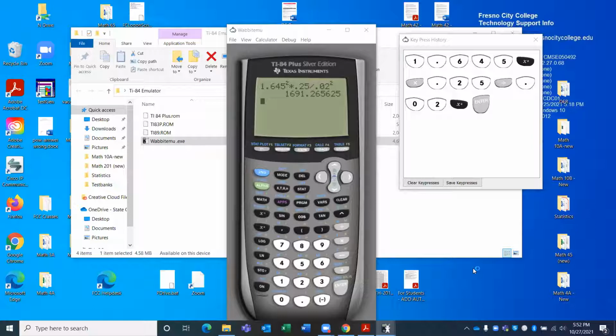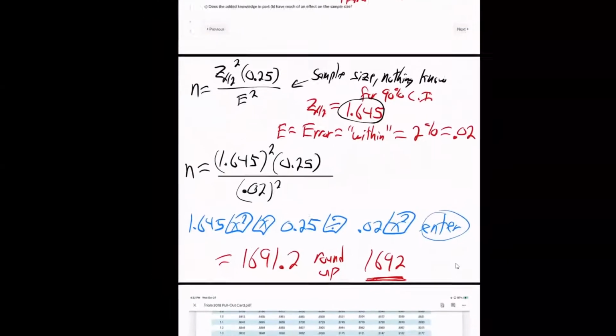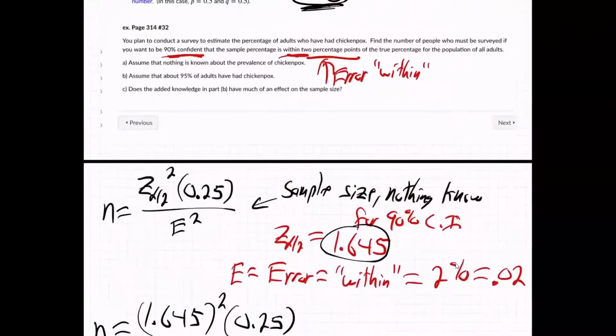From that. Okay, now there's a second part of this. There's part B and part C, but C will be quick. Let's do part B together. So that's part A. That's the answer to part A right there. That's all part A. Now part B says, now assume that 95% have had chickenpox.